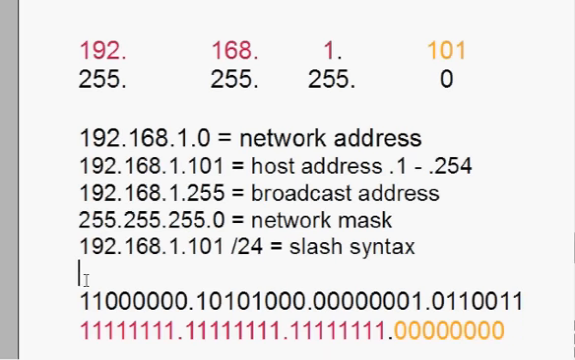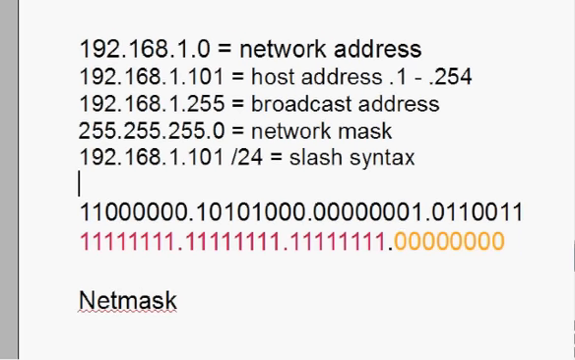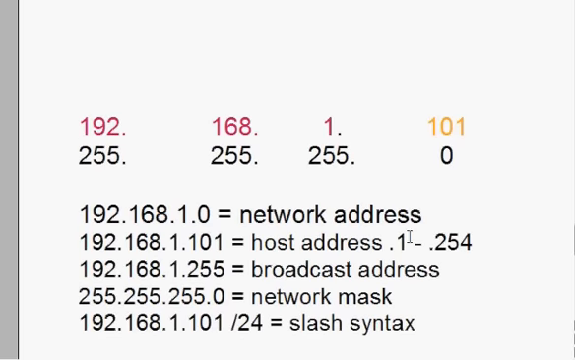So if you were to see 192.168.1.101 /24, what that means is the IP address 192.168.1.101 with a netmask of 255.255.255.0. Why? If you count all the ones in the network mask, that's 8 ones plus another 8 ones plus another 8 ones, that's 24 ones and 8 zeros. So the 24 here stands for the 24 ones in the binary version of the network mask, the binary version of 255.255.255.0.